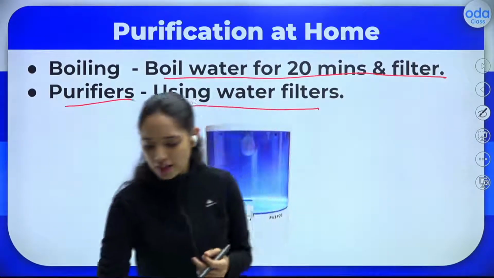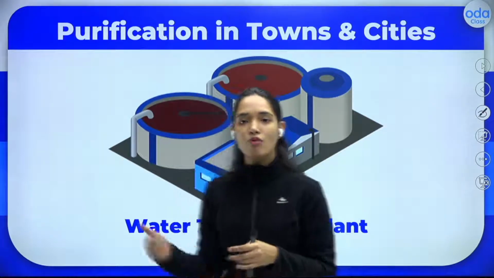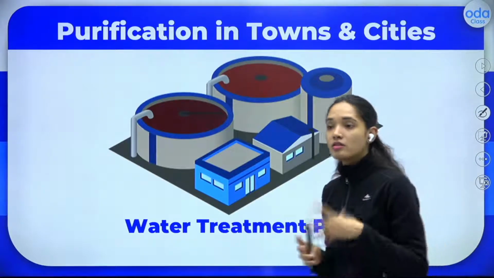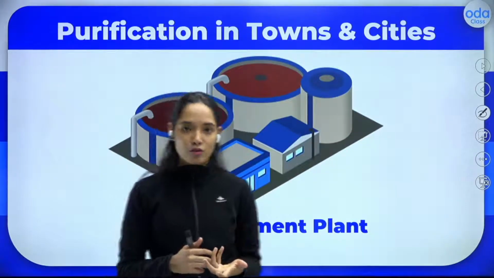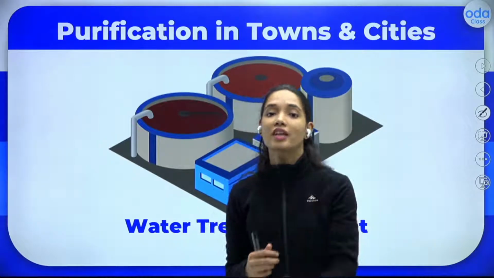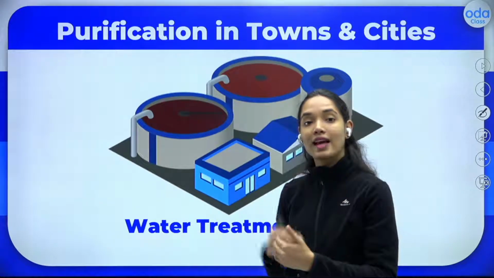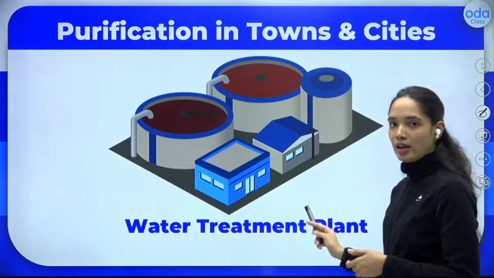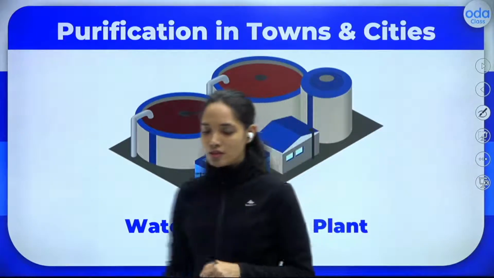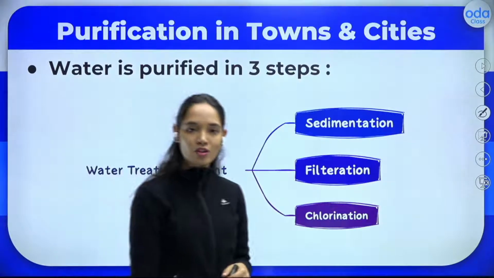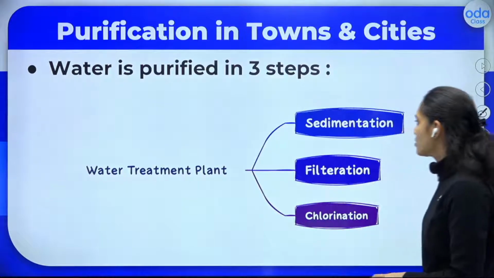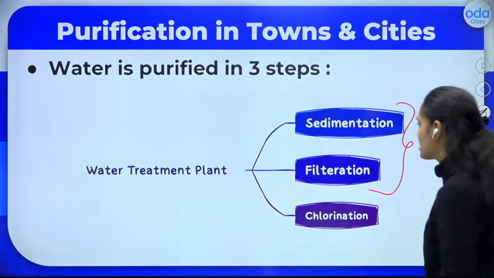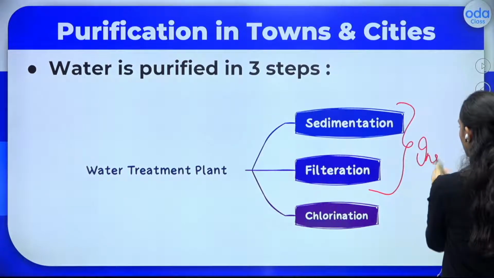So students, usually in towns and cities, there is a water treatment plant. In every town and city there will be a water treatment plant where the government or the organization that supplies the water ensures that the water is treated first. It is purified first and then it is supplied. Here the water is treated in 3 steps, that is sedimentation, filtration and chlorination. All of you know why sedimentation and filtration are done. They are done to remove the insoluble impurities.